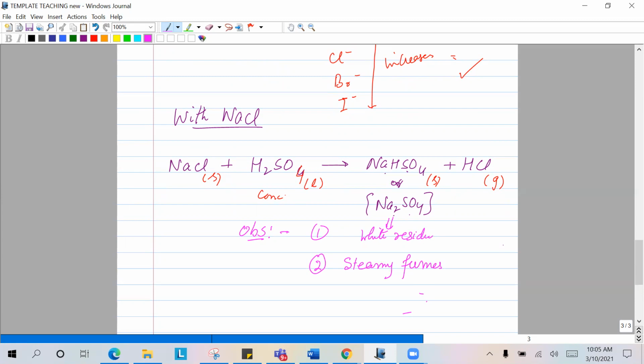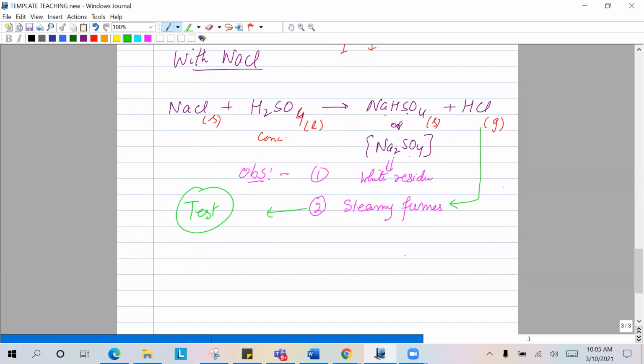Now steamy fumes represents this HCl. So we will study later on how to confirm this. So I would say we will do the test for this, to confirm whether this is HCl. Now steamy fume is an observation for HCl.